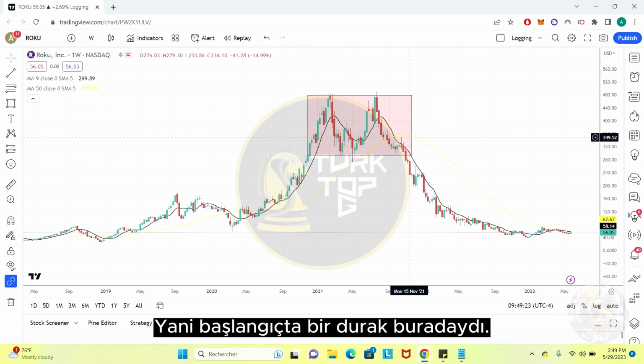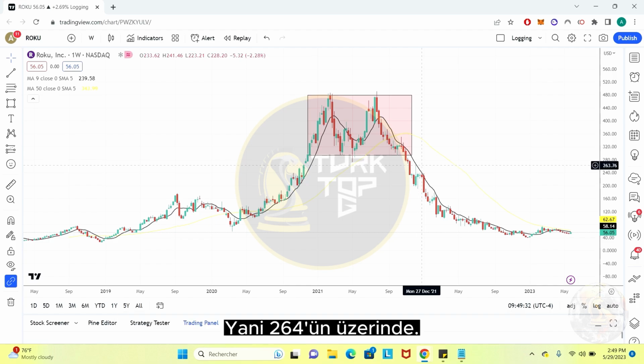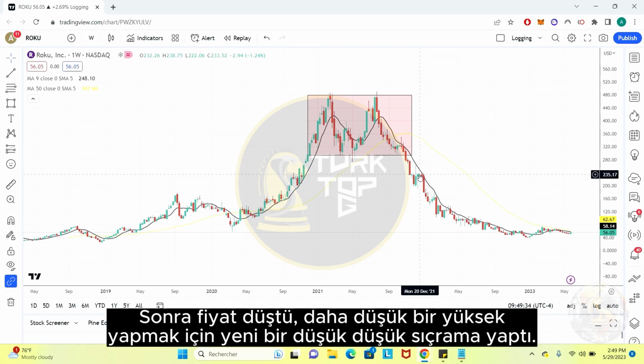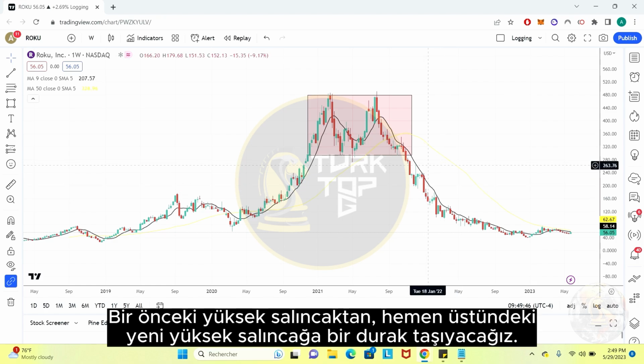So initially a stop was here. Now we are riding this downtrend. A stop would move above the new swing high right here, so above 264. Then price went lower, made a new lower low, bounces to make a lower high. And then once the lower high is confirmed, the next candle breaks lower. We would move our stop from the previous swing high to the new swing high right above it.